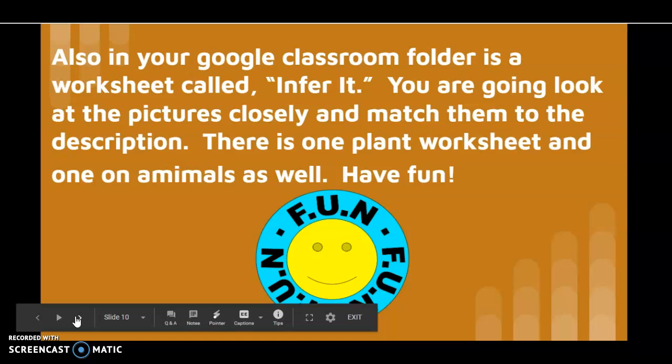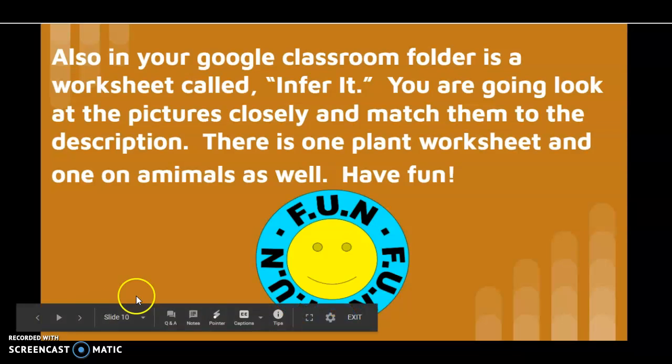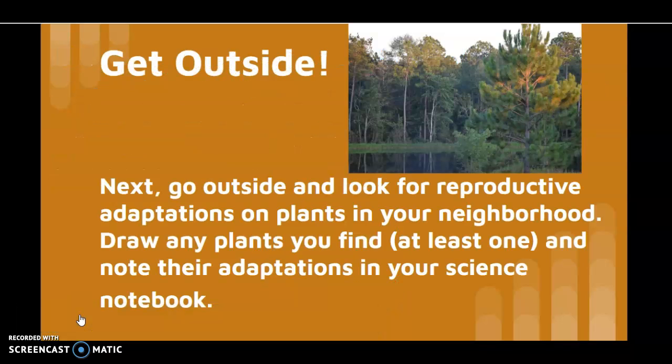Okay, and next, I want you to look in your folder and find the assignment called Infer It. Now this one's going to be fun. It's going to be super quick. It's just matching. You're going to match the descriptions to the pictures, and I think you're going to enjoy it. The descriptions are going to talk about which adaptations, whether they are plant or animal, fit with the plant or animal, right? Okay. And the last, I want you to go outside and find an example of reproductive adaptation on a plant.